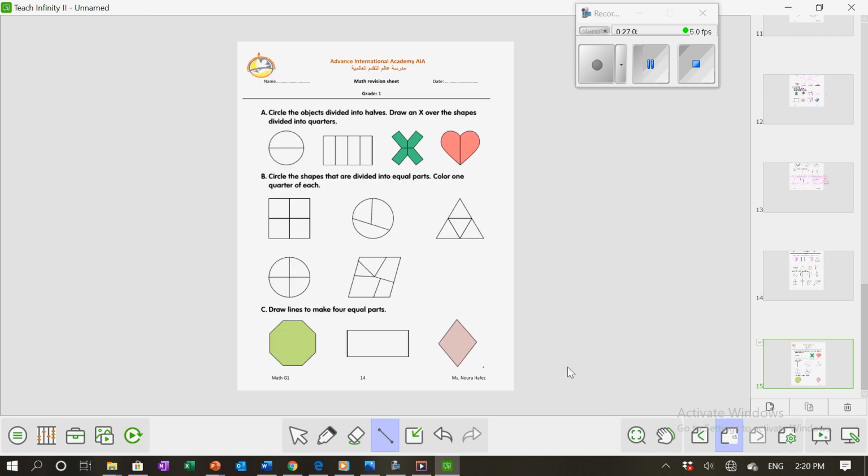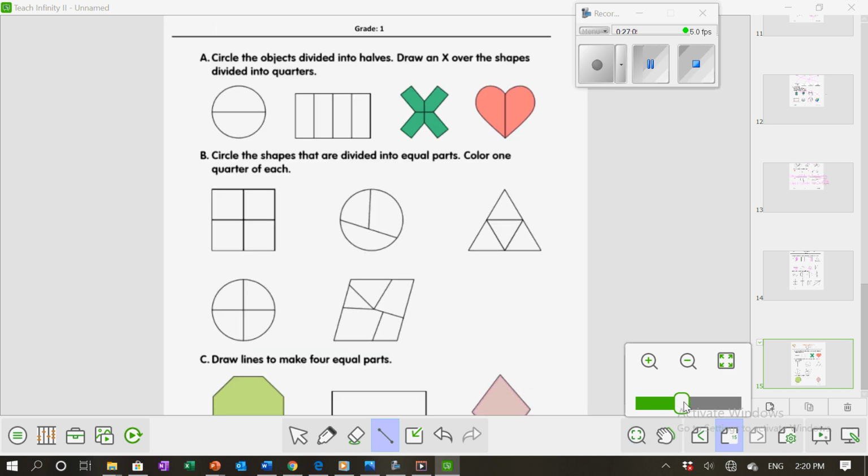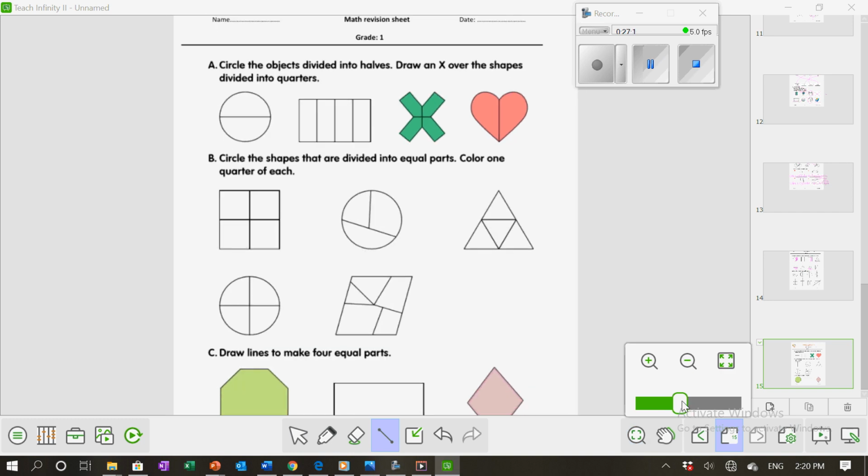Okay, this is the last page. We have a question. Circle the object that is divided into halves. Draw X's on the object that is divided into quarters. So we have to circle the halves. Here is a half. Yes, excellent. Circle it. Here is a half.